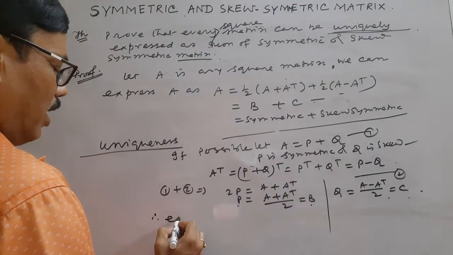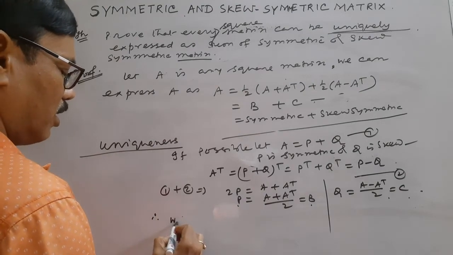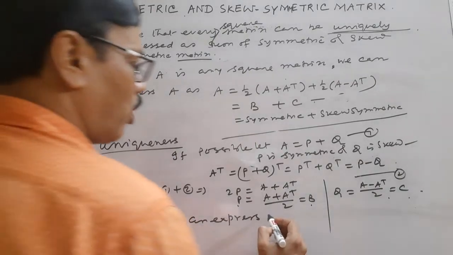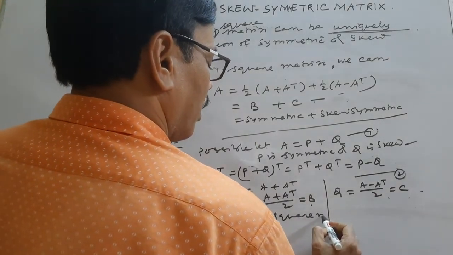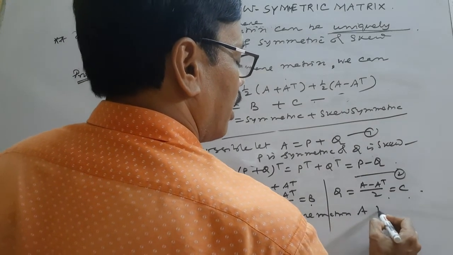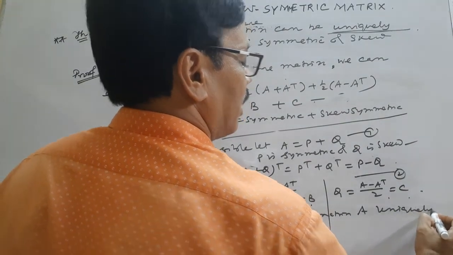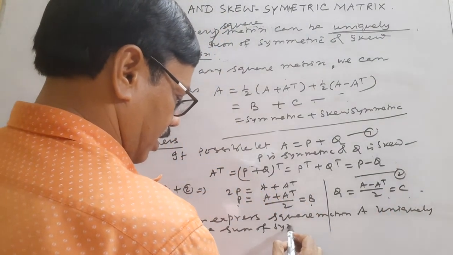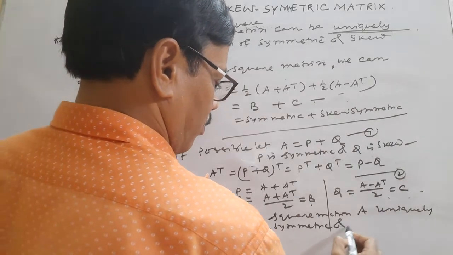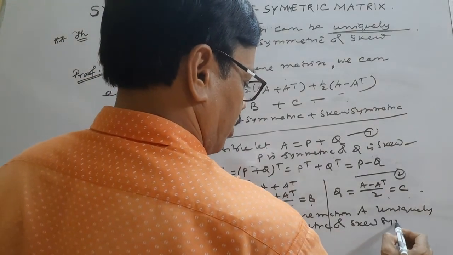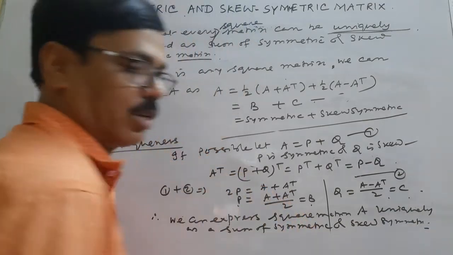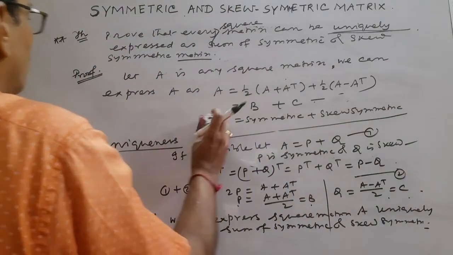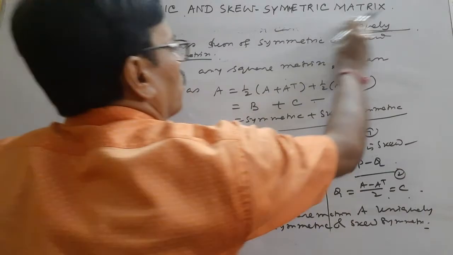So we can express a square matrix A uniquely as a sum of symmetric and skew symmetric matrix. So this is the most important theorem. A probable question for 4 marks.